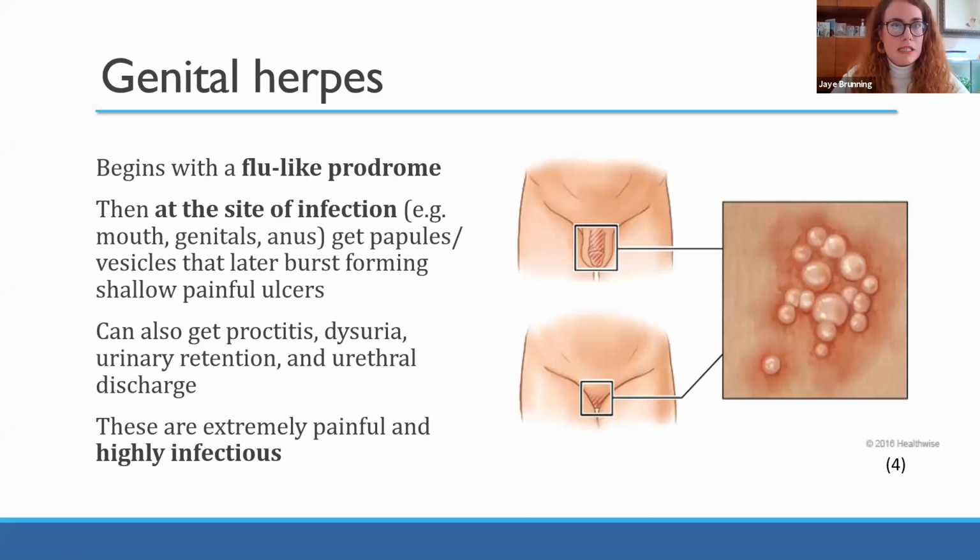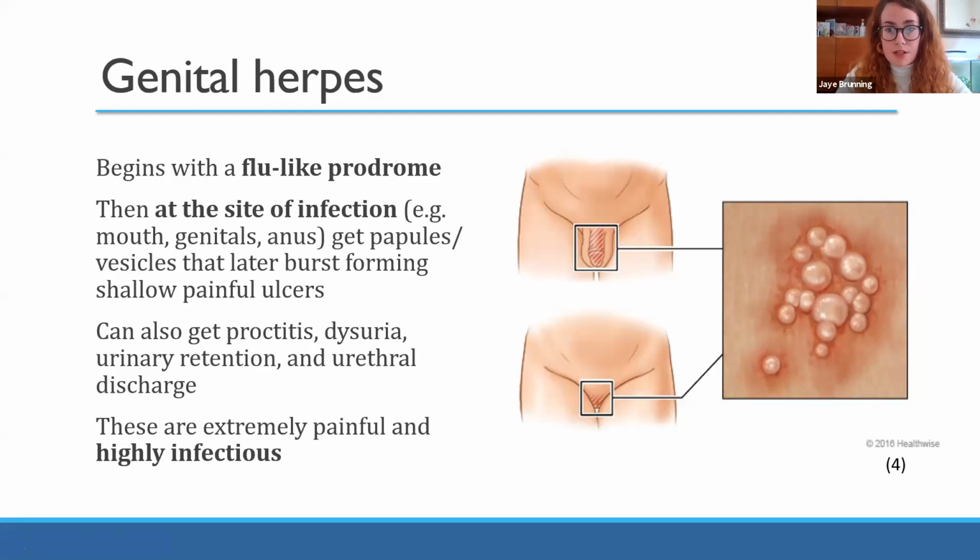So genital herpes begins with a flu-like prodrome, and then at the site of infection, you get papules or vesicles, and that's what this looks like over here. I didn't want to use real photos, but you can look it up online if you want to, because I was aware that this was going to be on Facebook. So I thought I'd leave that to you if you want to have a look at them later. And then those vesicles burst and form a shallow, painful ulcer.